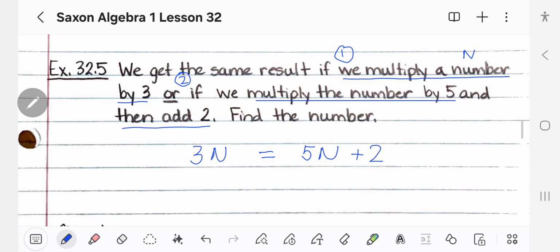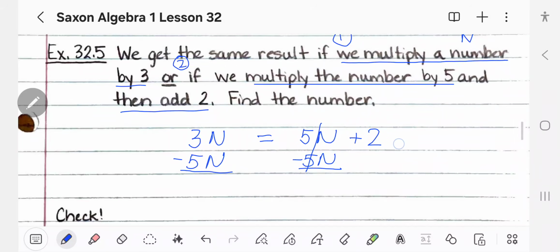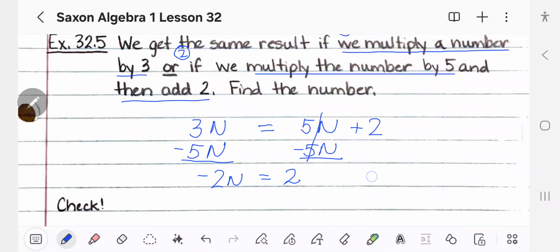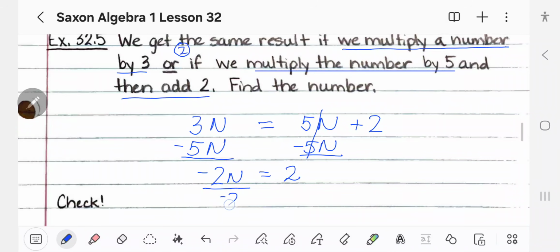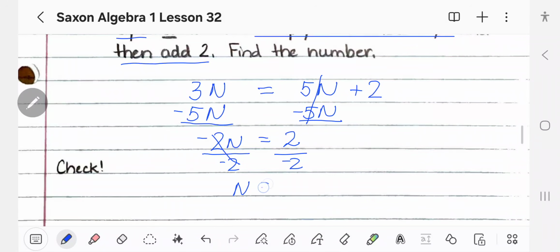We don't have any parentheses. We do have variables on both sides. I'm going to go ahead and subtract 5n from both sides. You could have subtracted 3n and you would have had a 0, and you could just go with it. 3n minus 5n is negative 2n equals positive 2. Now I can divide by the negative 2, and I get n is equal to negative 1.